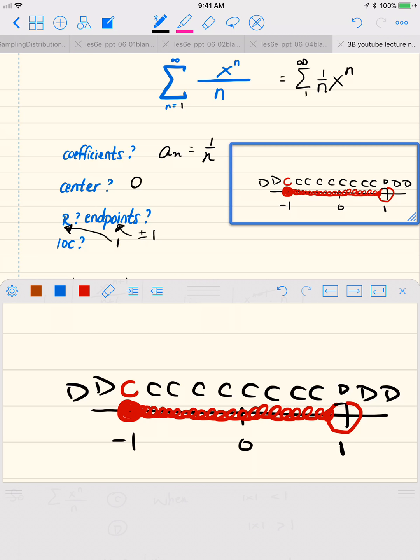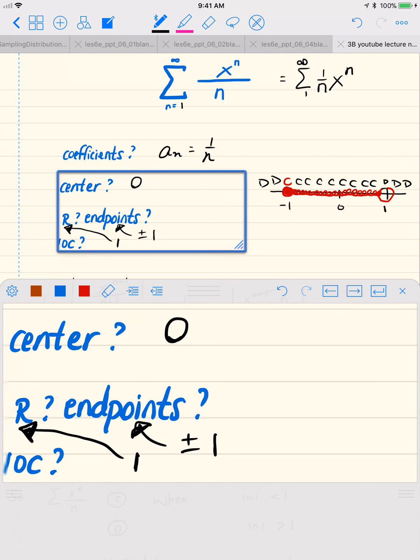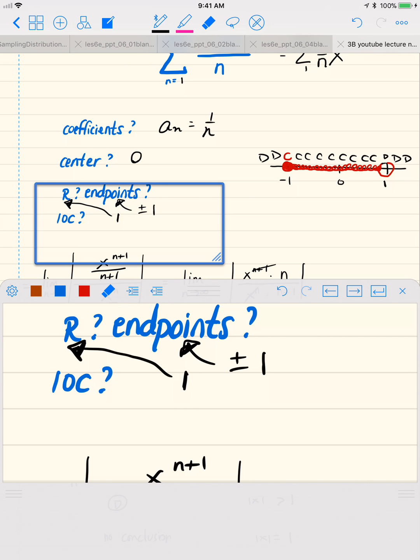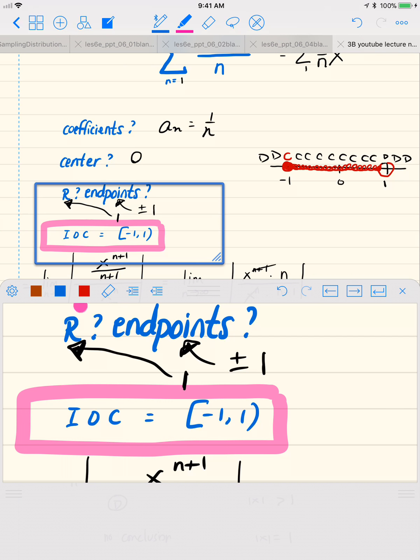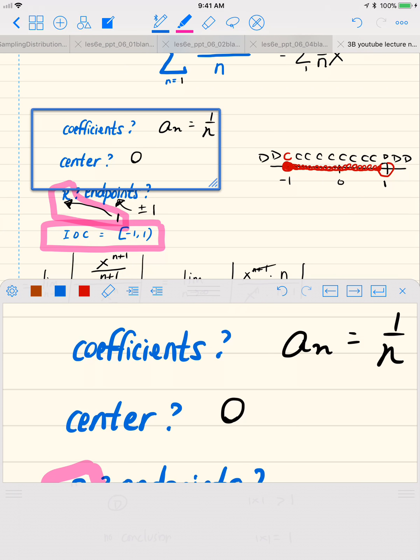So our interval of convergence is going to be -1 to 1, half open, half closed. And that's it. We've got our radius is 1, and our center is 0.